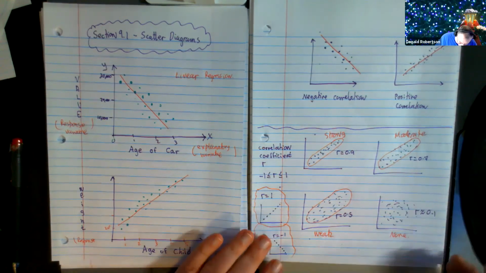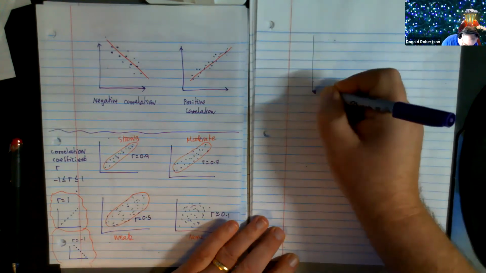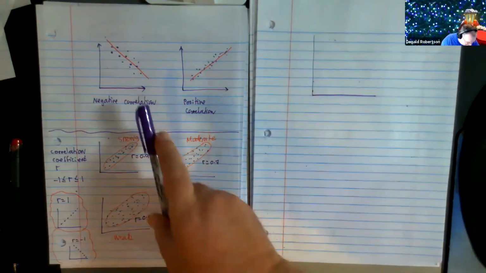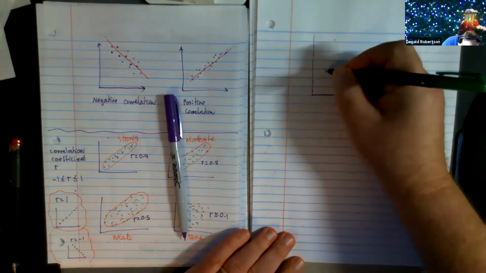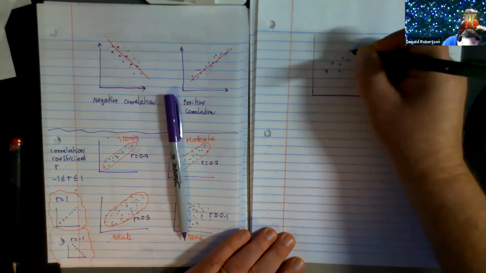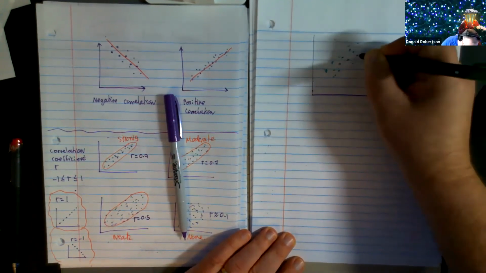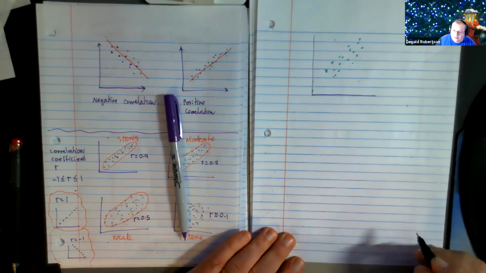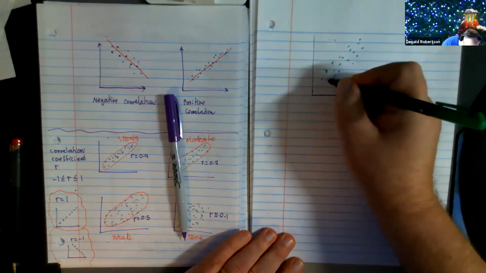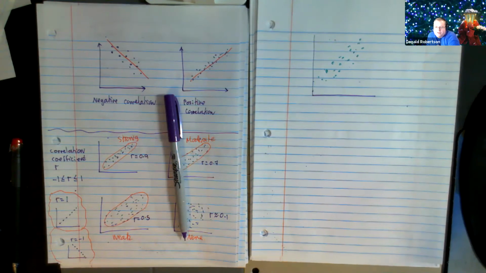Now, imagine that you had a scatter plot, and we'll just have pretty boring data. And it looks something like that. Okay. Positive or negative?